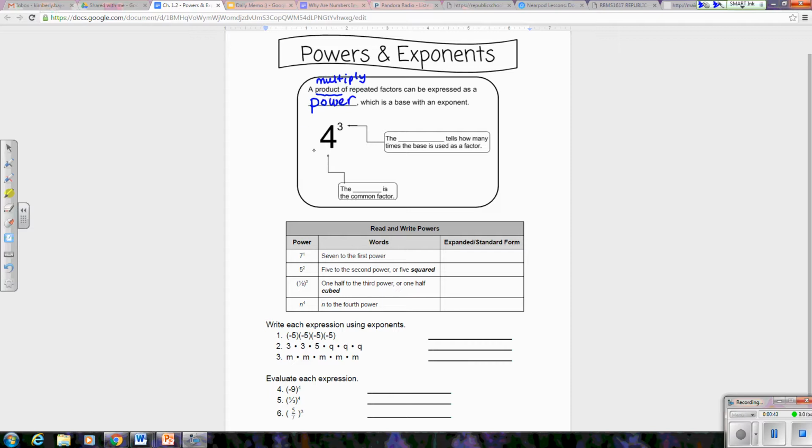This entire thing is called the power. And the power consists of a base with an exponent. This base right here is the common factor. It's the thing that is multiplied repeatedly. It is what we are multiplying repeatedly. So out here, right, this is multiplied repeatedly.